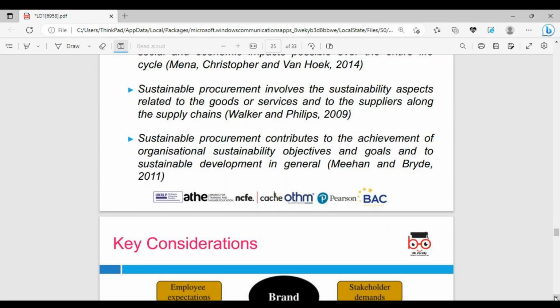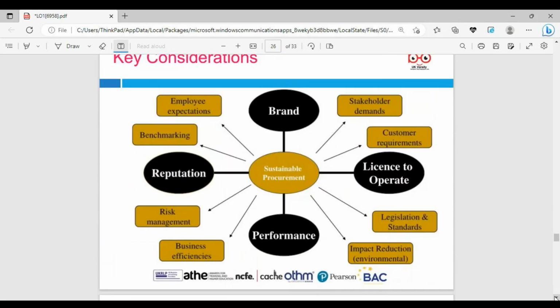Every company has a sustainability report, which is quite good to look at, and companies carry on reviewing how the business can be made more sustainable. When we look at the key factors, we can look at the brand, the license to operate, reputation and performance, and shareholder demand. We need to look at stakeholders. Stakeholders mean anybody who has any interest in the business and the procurement.